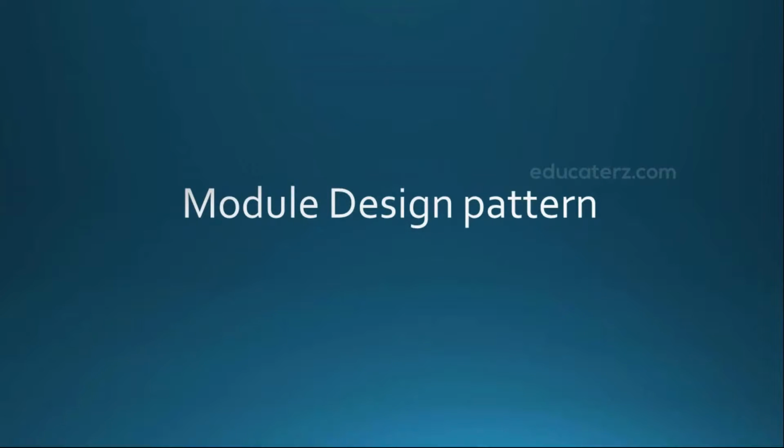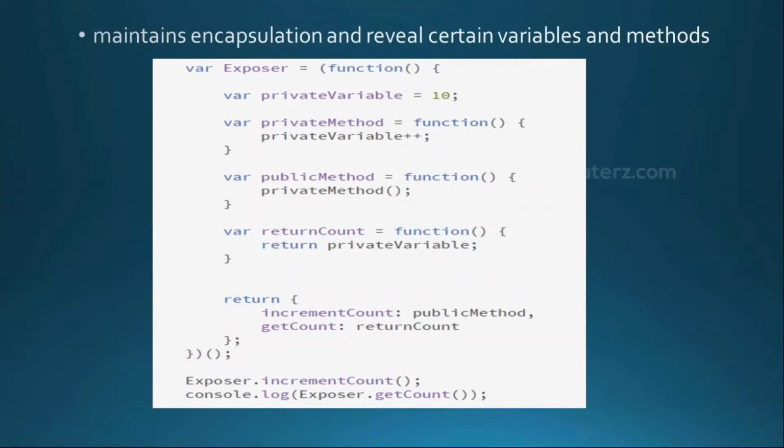so let's start with the module design pattern. Module design patterns are used to maintain encapsulation and reveal certain variables and methods. Okay, as in some programming languages like C Sharp, Java, or any object-oriented programming language, we have a class where everything is encapsulated. That means we consider a private scope as well as a public scope. In the same way, we can create this private scope and public scope in JavaScript using the module design pattern. Okay, as in JavaScript we don't have a class kind of thing, we can go with this pattern.